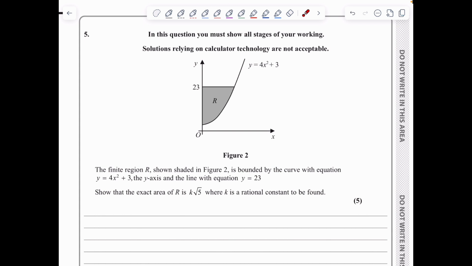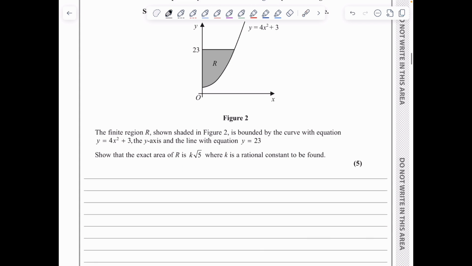I will start by finding the x-coordinate of the point here. So I'll be substituting y is 23, which means that we are looking at 4x squared plus 3 is 23. So 4x squared is equal to 20, meaning that x squared is 5, and therefore x is root 5. I'm taking the positive square root because I can see that the x-coordinate of the point I'm after is positive. So I will start by marking on my diagram the root 5.